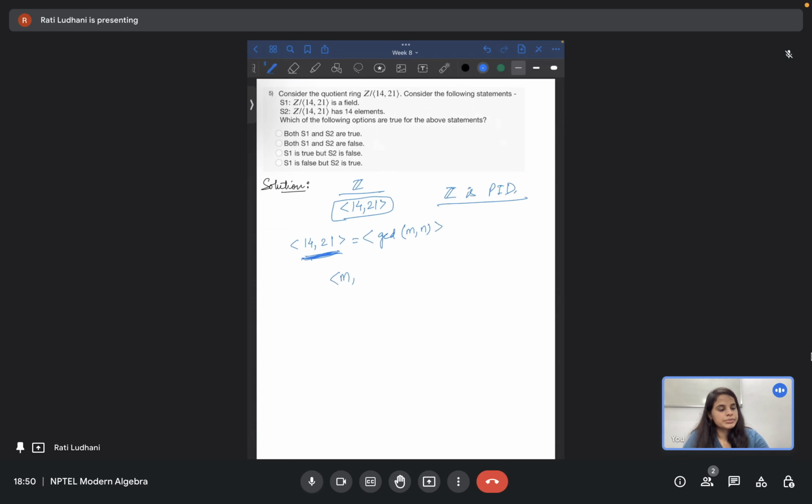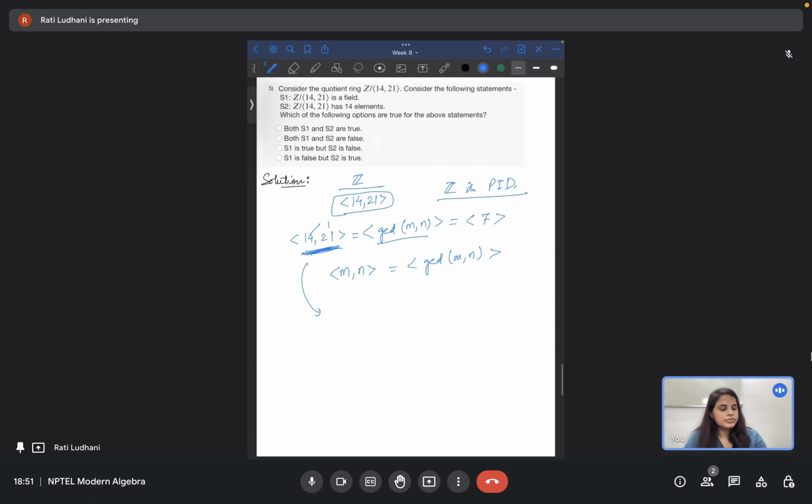So if it is generated by M and N, that is equal to GCD of M and N, if I'm not wrong, right? So that is equal to 7. What is the GCD of 14 and 21? That is 7. And you can actually figure it out from the definition itself. What is this? This is 14 M1 plus 21 M2, and M1 and M2 belong to Z. Right? So what can you get?